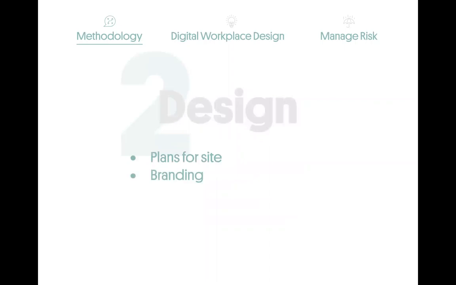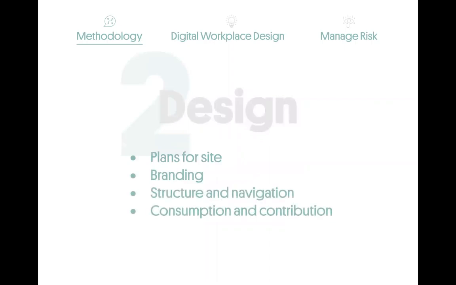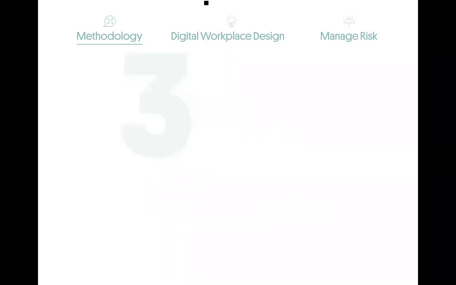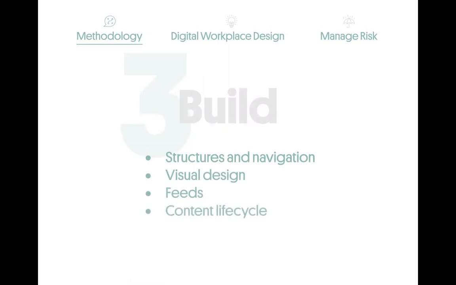Then once we've defined what we're building, the second phase is to create designs for it. This includes plans for building the site, much like an architect's plans for a building. It also includes strong branding to make users feel welcome, plus structure and navigation for a solid foundation on which people can find and contribute information. And then once the design starts stabilizing, we can start building. Here we create the structures to house all your information, and we apply visual design to make it feel great and enhance site flow. We also pay close attention to landing pages with feeds to surface content automatically and try to set things up to support the full information content lifecycle.